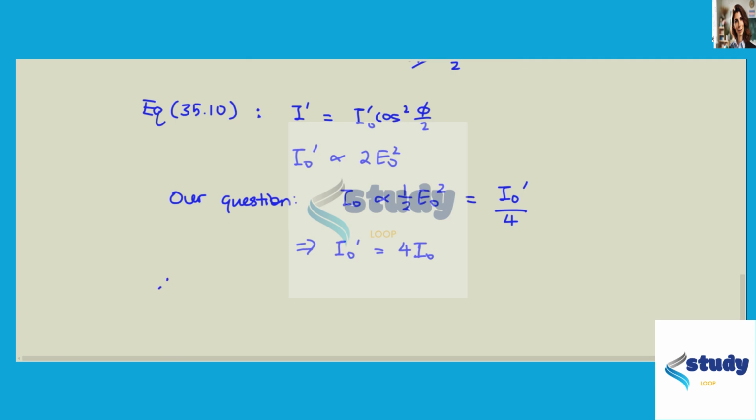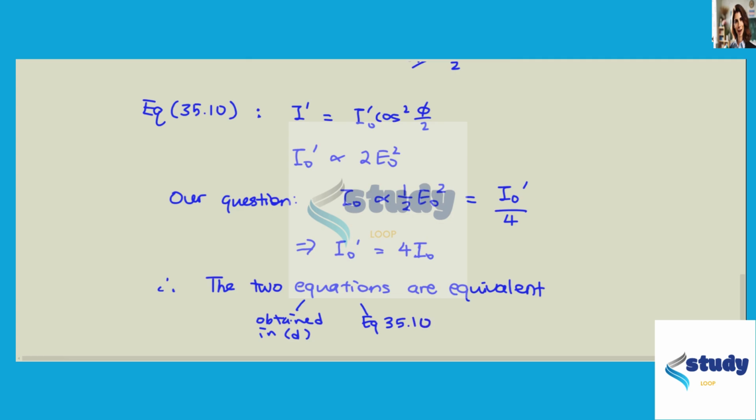So this means that the two equations are equivalent: the one obtained in part D, and equation 35.10. That's how we show that they are equivalent by using this relationship. So that's all for this question.